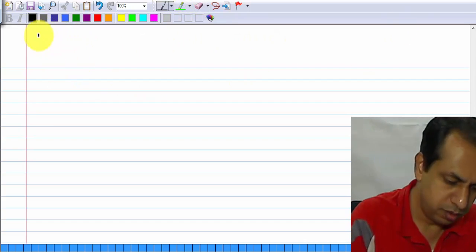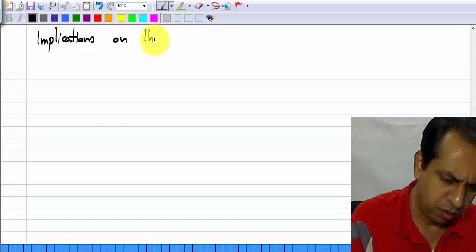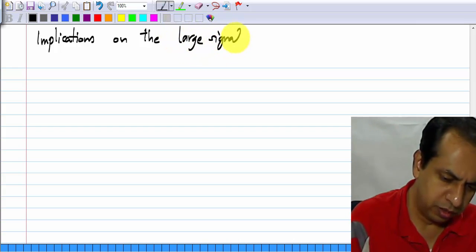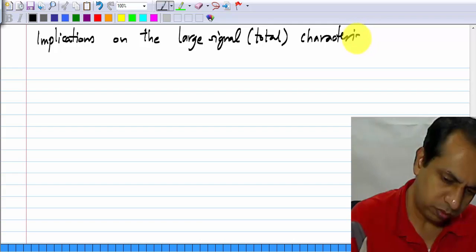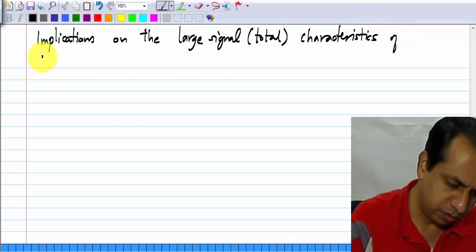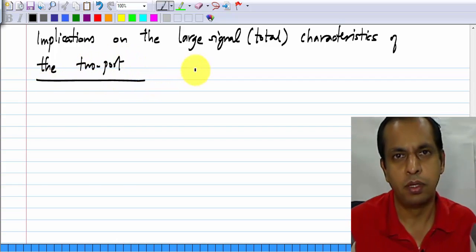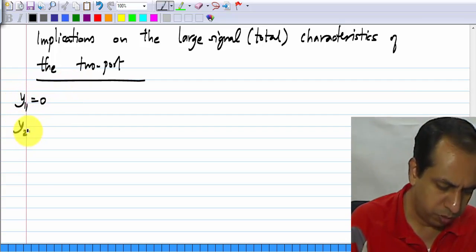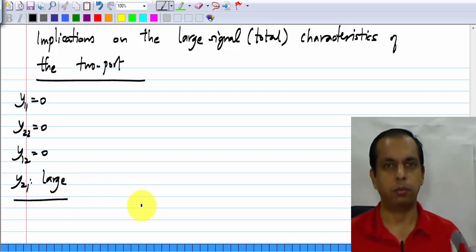Now let us see what the implications are on the large signal, that is, total characteristics of the two port. Okay. What do we have now? We have y11 equals 0, y22 equals 0, y12 equals 0, and y21 should be as large as possible. Y21 should be large.